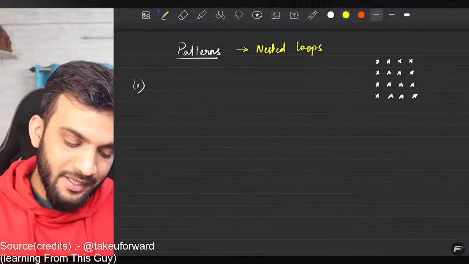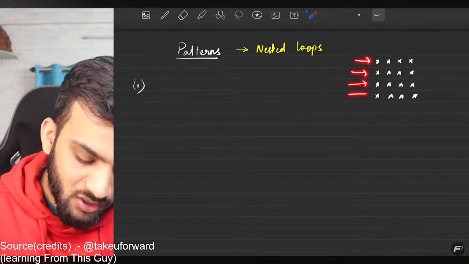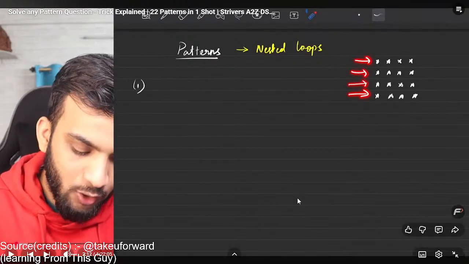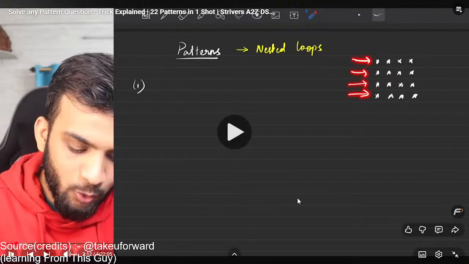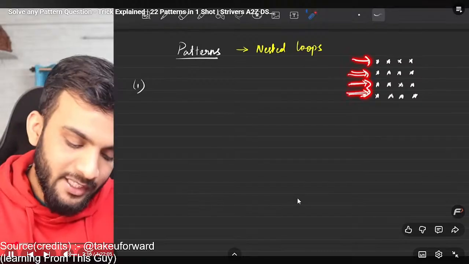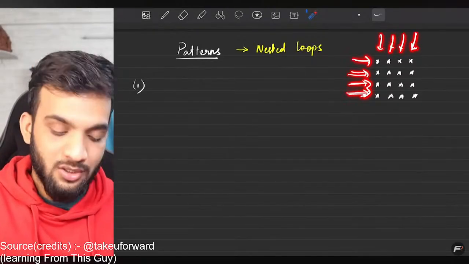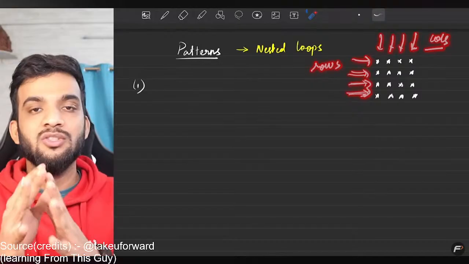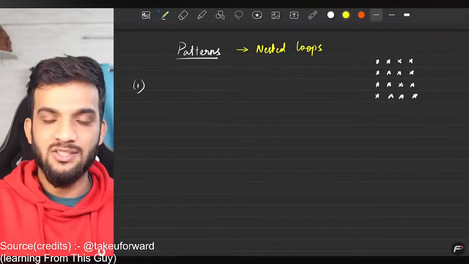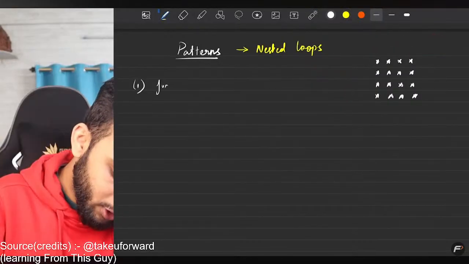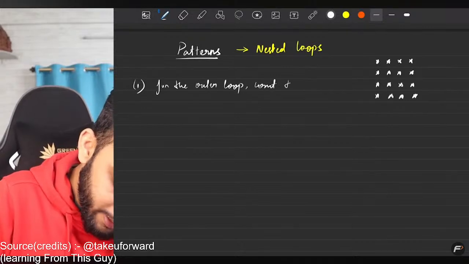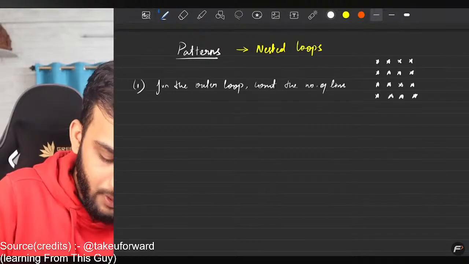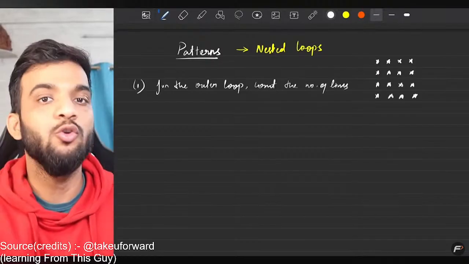Now the outer loop is specifically for the lines, the rows, and the inner loop is specifically for the columns. So I can say these are the rows and these are the columns. The 4 rules are based on it. The first rule states, for the outer loop, count the number of lines, count the rows, and this will determine what your outer loop is going to be.